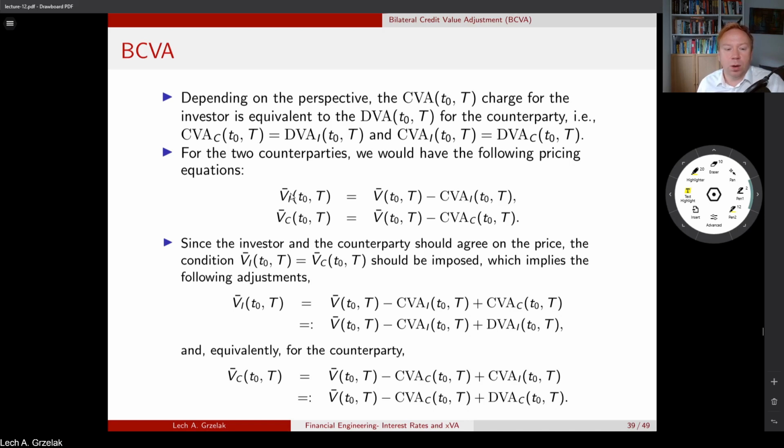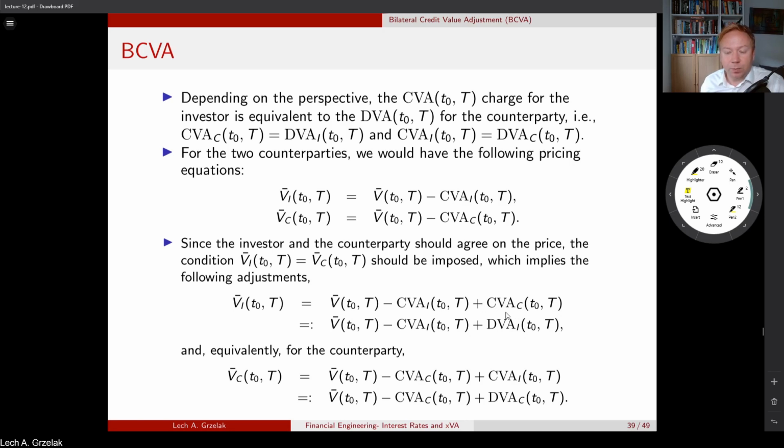So let's take a look here. For the two counterparties, we would like to have the following pricing equations. From the investor's perspective, we have a risk-free price minus the CVA of the counterparty, and from the counterparty's perspective we have a risk-free price minus the CVA that the investor will default. Now we would like to impose the condition that these two prices from the investor's perspective and the counterparty's perspective are the same, and this is what we'll do. We will incorporate, to make this equal, their own probability of default.